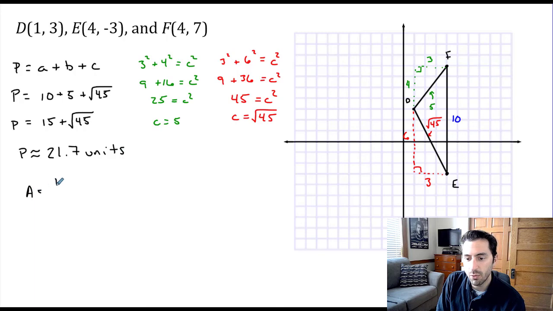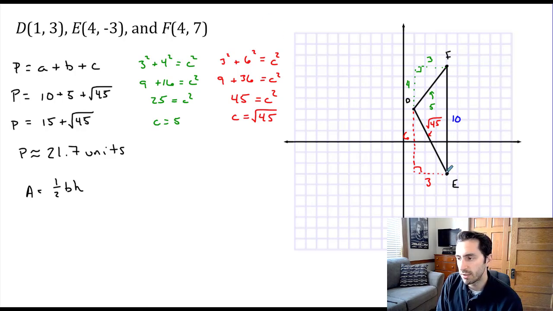So area is 1/2 base times height. And just as one more reminder, the height has to be perpendicular to the base. So if I look at my side lengths here, I don't have any that are perpendicular to each other. So what I'm going to do is pick out the easiest side length to find the height that's related to it. So because this side length EF is vertical, I know that the height would have to be horizontal. And horizontal segments are really easy to work with.